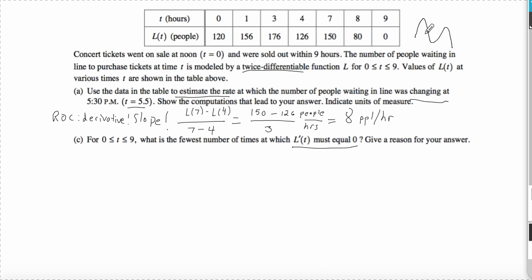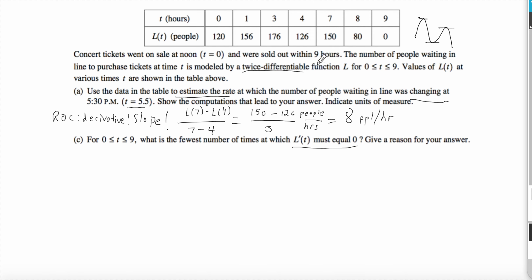So if we just kind of answer this, what is the fewest number of times that L prime of t must be 0? Well, that's the slope of this graph. It looks like 1, 2, 3. But we need a rigorous way to prove that, right? We can tell from the numbers it goes up, then it comes down, then it goes up, then it goes down at a minimum. So here's how I think we should best approach this.